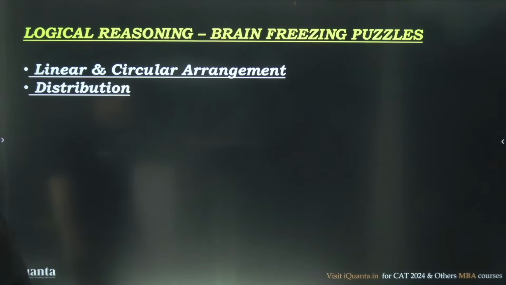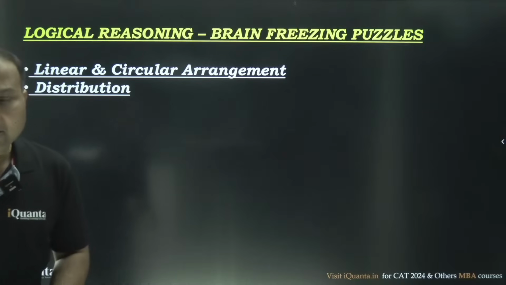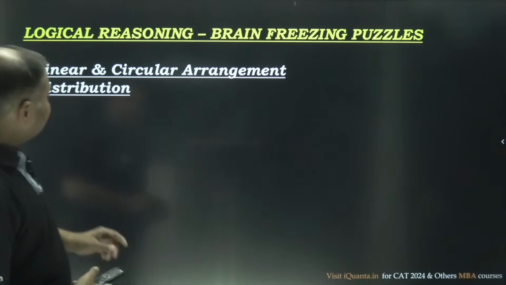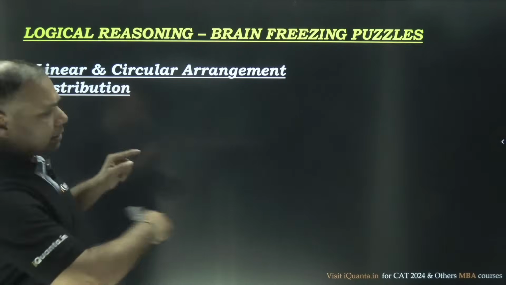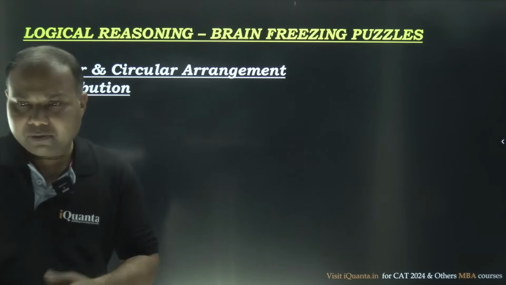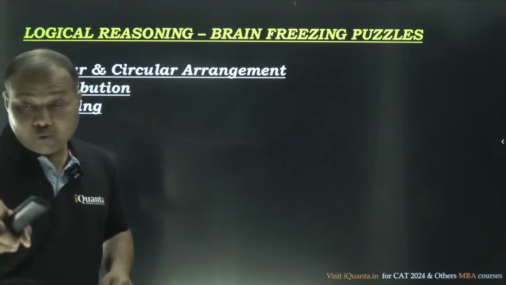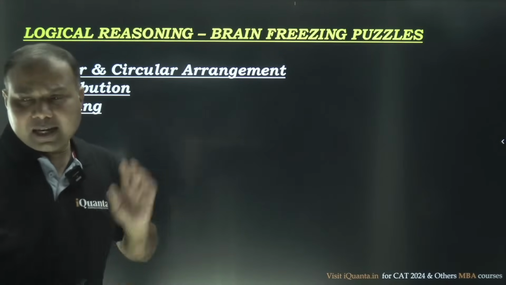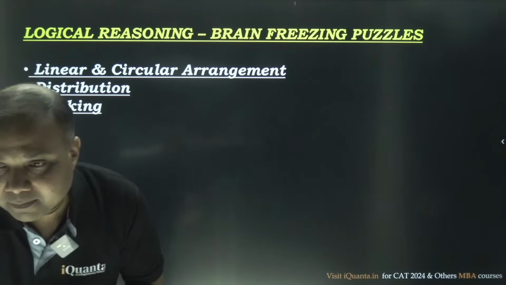Let's move further now. So linear and circular arrangement. The other topic is distribution. So in distribution, generally we have same things, but we represent them in a tabular format and then we solve it. And then Sudoku, one of you mentioned that. So Sudoku generally comes in that part. So we'll be discussing about that.